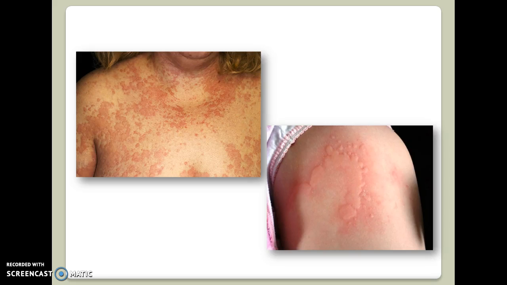Right? And this is a lovely picture that just makes you itchy. Big picture of hives and an itchy rash.